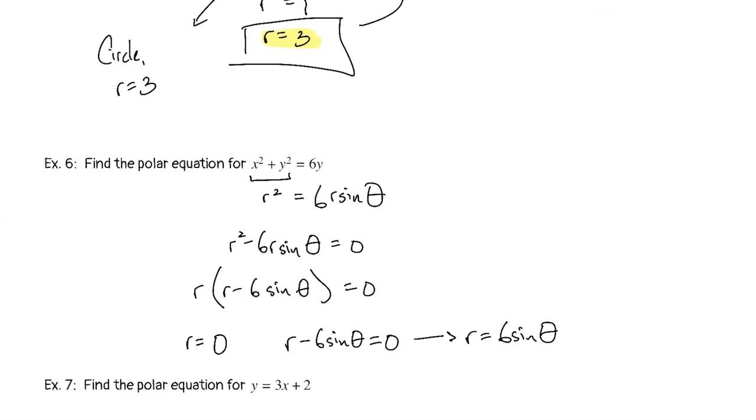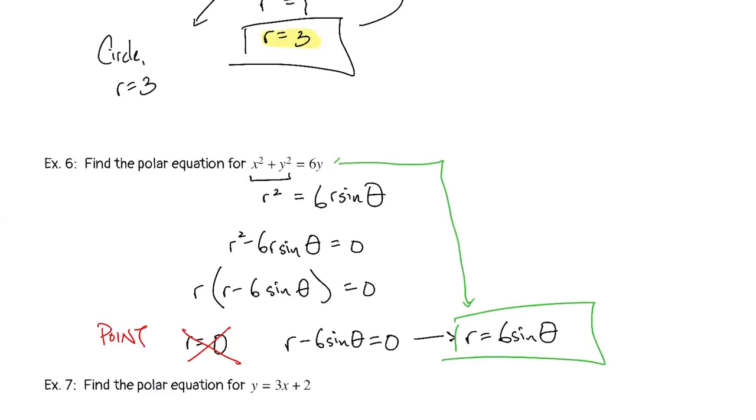And so if you remember in our exponentials and logs unit, some of our answers were extraneous answers. So this r equals 0 is just a point. So we don't count that as an equation because it just represents a point at the origin. But this r equals 6 sine theta is an equation that represents x squared plus y squared equals 6y. Okay, so this and this, if I graph them, will give me the same shape.